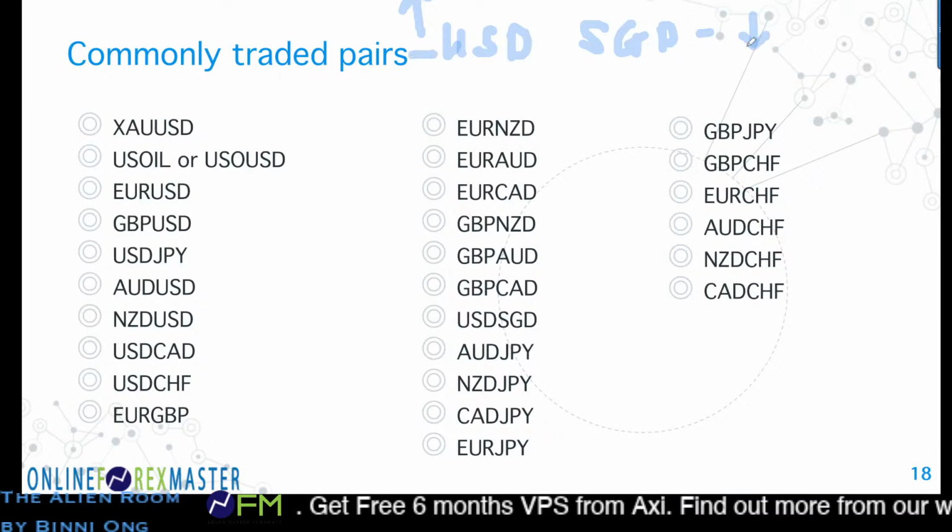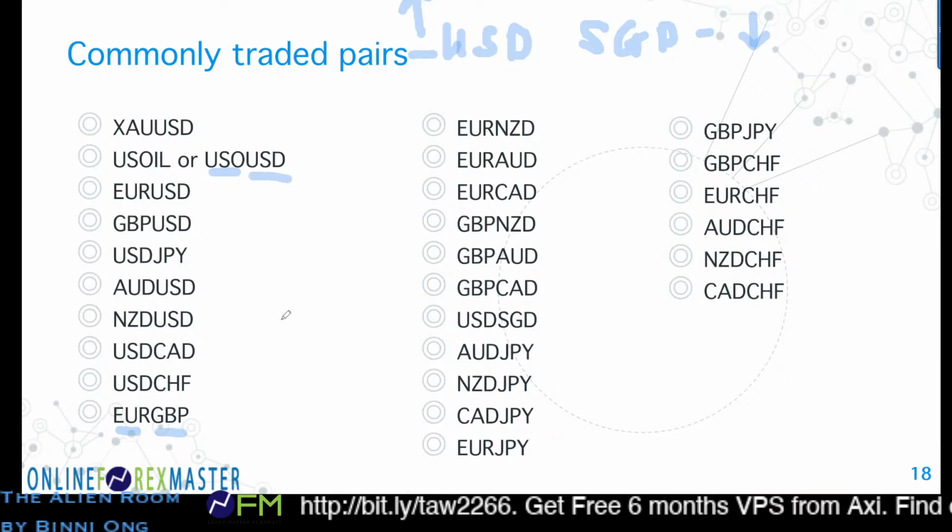So there are many different ways, but any currency is always tagged to the other currencies as a pair. So we always say this is a pair. So we want to evaluate, for example, the movement of euro to pound, so we can trade euro versus pound. Or we want to look into oil, and then oil is USO, but is priced in USD. So these are the commonly traded pairs. In our dashboard, we have given you a list of the commonly traded pairs.